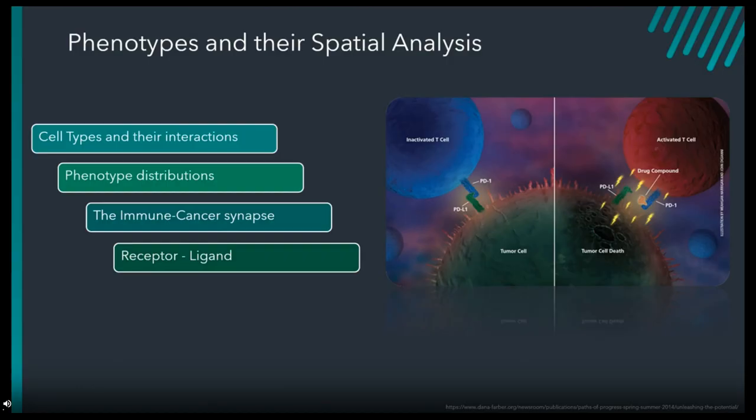In immuno-oncology, the cellular phenotypes of the immune system and markers on the tumor are of utmost importance to understand mechanisms of action of new drugs. And for this, we need to understand where the cell types are and their interactions. What are the distributions of these phenotypes that are resulting from the markers? Where are the receptor and ligands in the immune cancer synapse, and are they correlating?